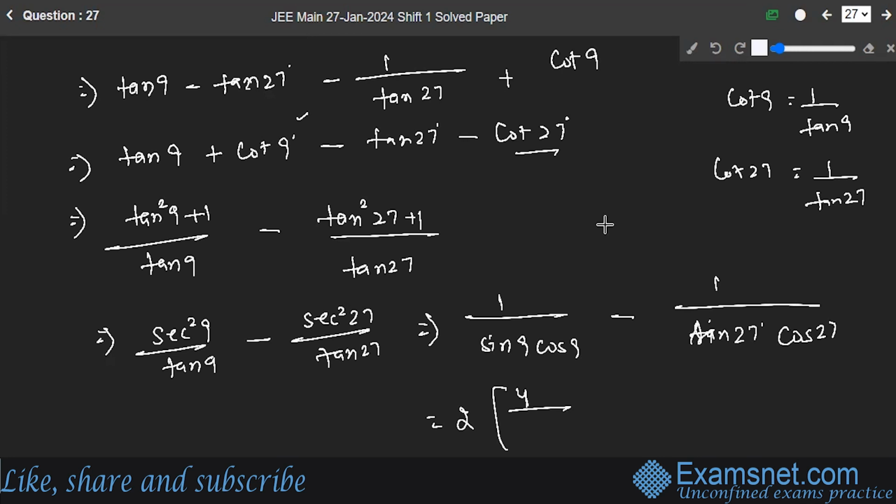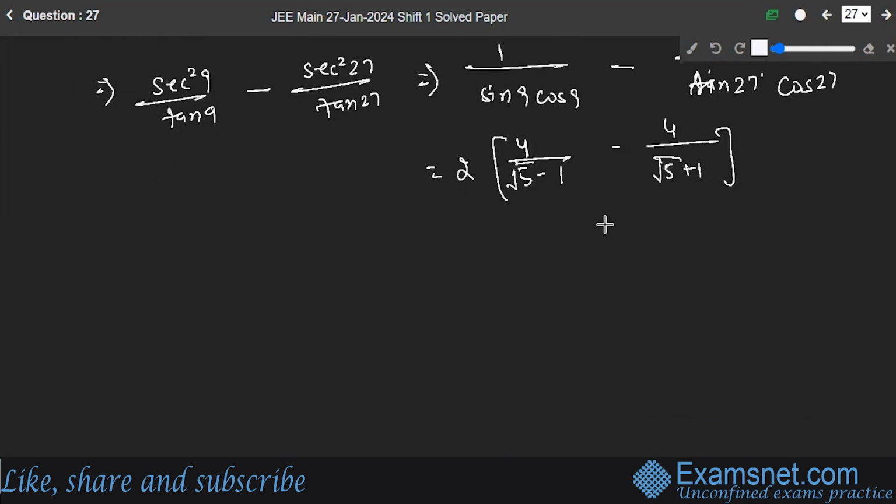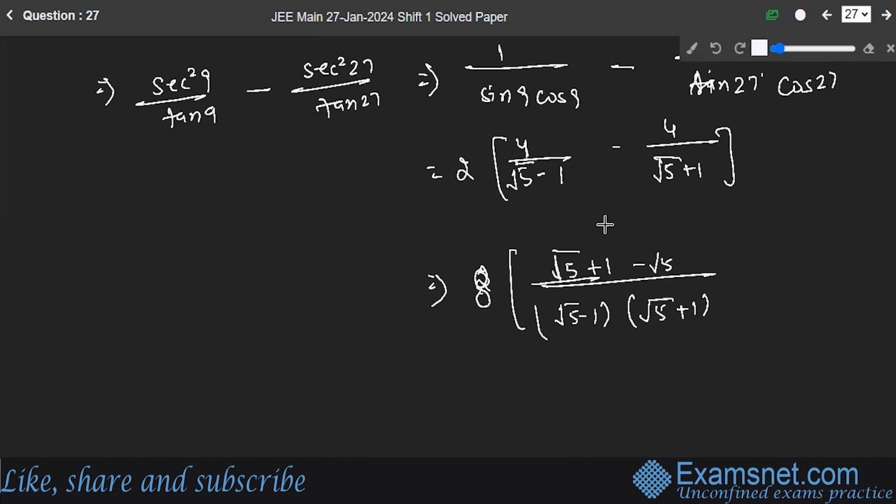This is equal to 4 upon 2. I'm taking common 4 upon this minus 1. So this is equal to, I'm taking 4 also outside, 8. So this is root 5 minus 1, root 5 plus 1. Here will be root 5 plus 1 minus this plus 1. They will cancel. You will have 8 into 2 upon 5 minus 1, which is equal to 4. So you will have 4 as this value of R.